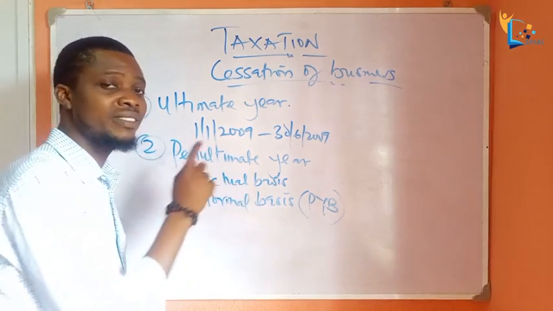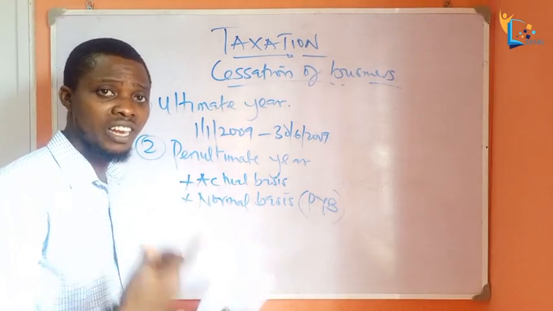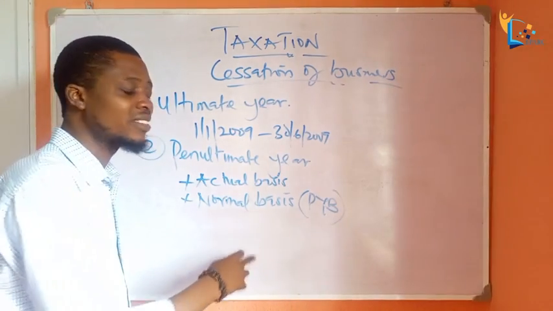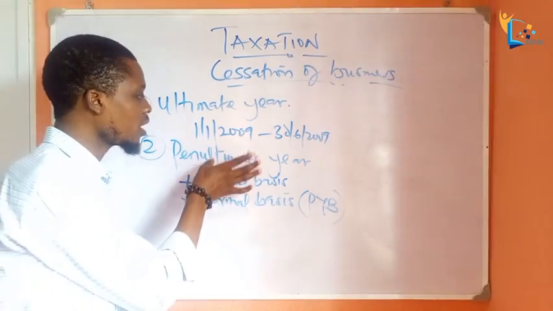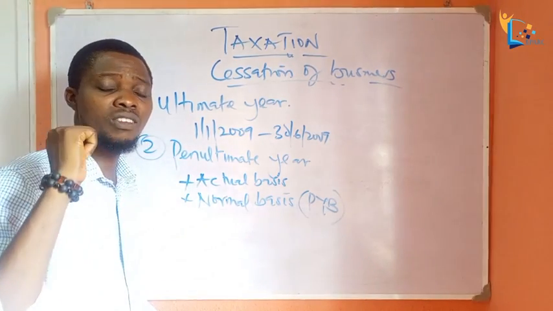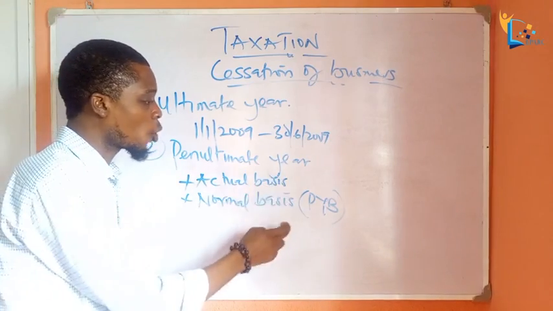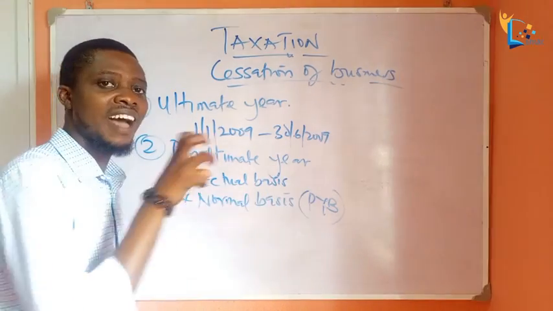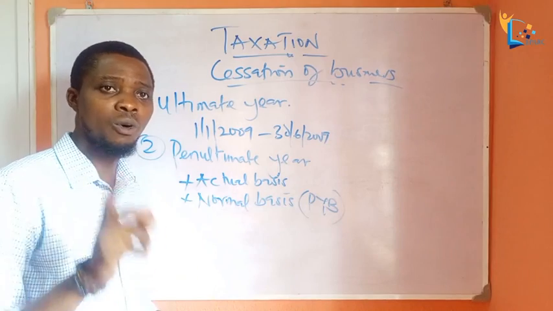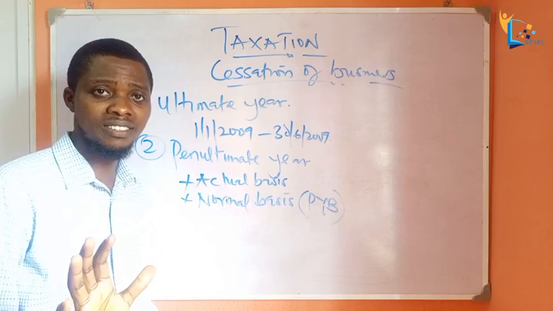Okay, if our penultimate year is 2011, then the actual basis will be 1st of January 2011 to 31st of December 2011, while the normal basis, the preceding year basis, will be 2010. So when you compute for these two bases, the one that is higher is the rule. You accept whichever one produces the higher assessable income, because that will produce the higher tax.